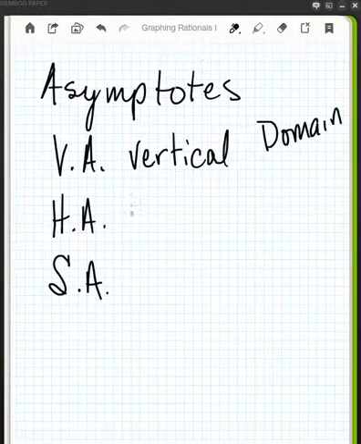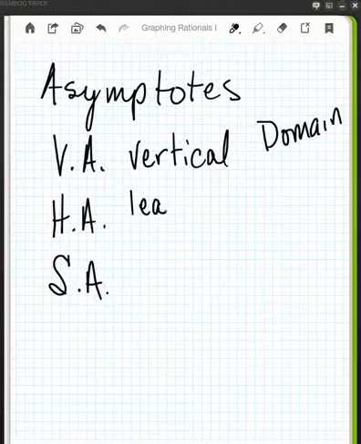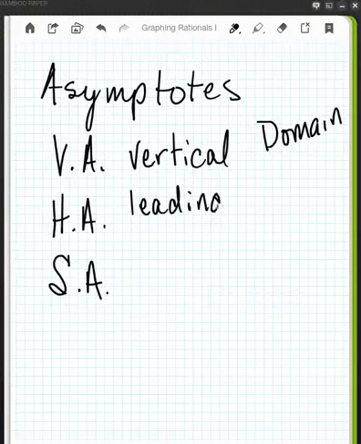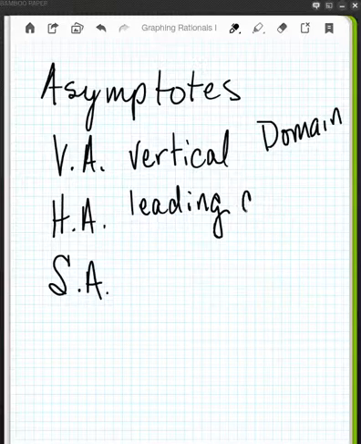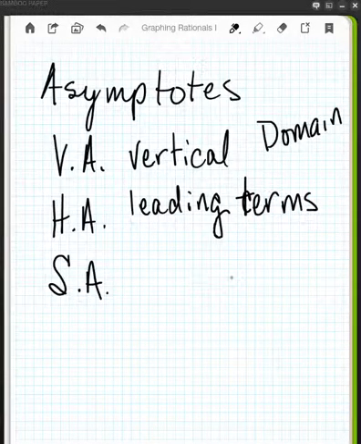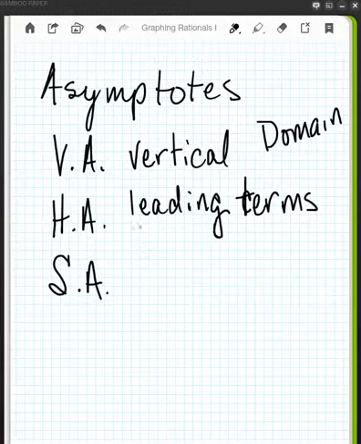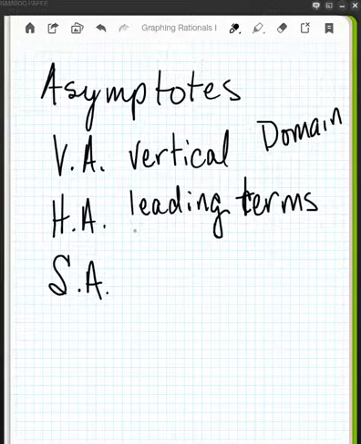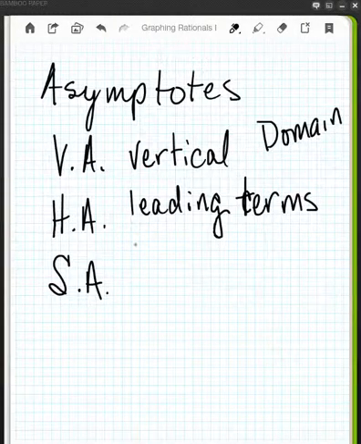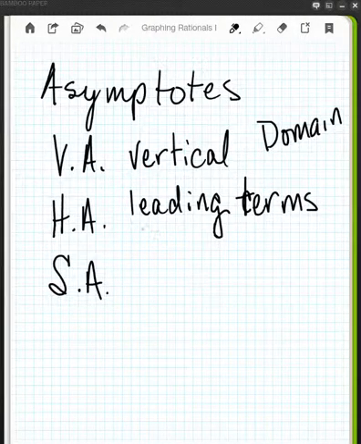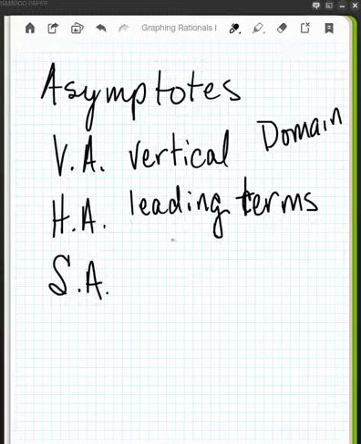Horizontal asymptotes are determined by leading coefficients. Actually, leading terms would be a better description. Leading terms, and that's in the numerator and the denominator. And those result in the horizontal asymptotes, and there are 3 possibilities there, and we'll go into more detail when we talk about them more specifically.